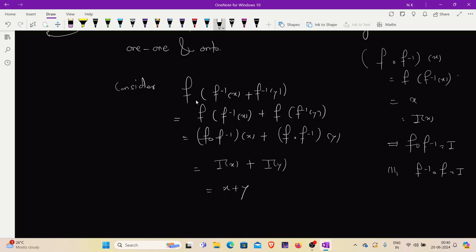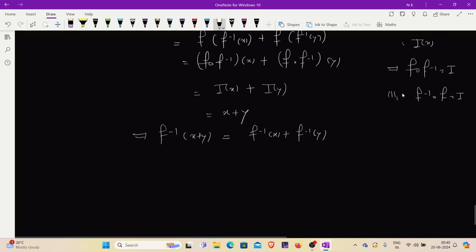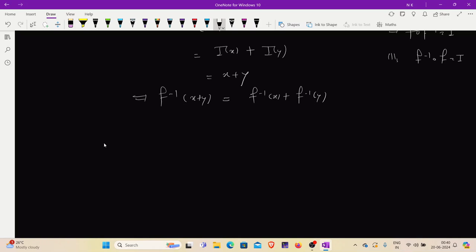Now you can simply shift this f to the right-hand side, or you can just use the definition of the map. So this implies f inverse of (x plus y) is equal to f inverse of x plus f inverse of y. You can do similar business with multiplication as well. For that, you need to consider f of (f inverse of x times f inverse of y).